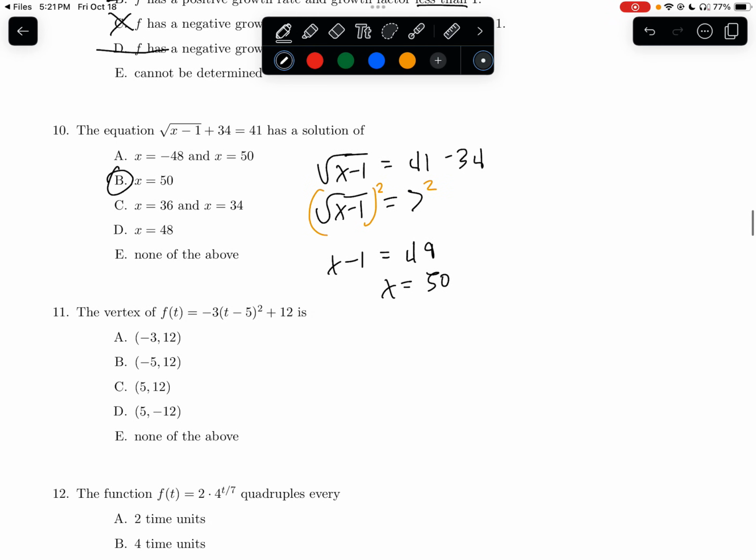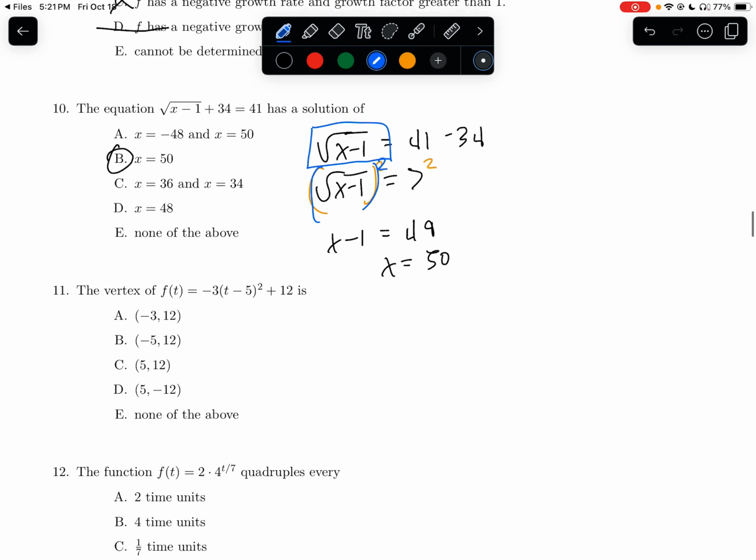If you said A, you might have thought that this has a negative value as well, but no matter the sign of what the square root is, if we square it as we're doing here, it would become positive. And so a squared number is always positive. Squaring 7 is always positive, right? It's just 49. So then the only solution can be 50.